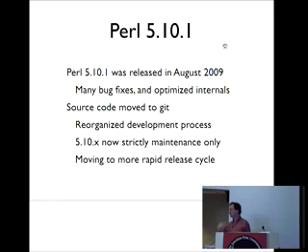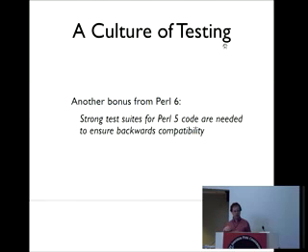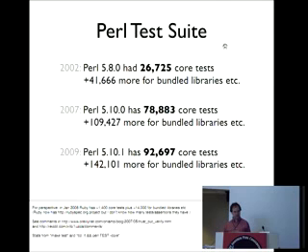5.10 was released in 2007. 5.10.1 came out with a lot of bug fixes pretty soon after. We're now at the point where these even-numbered releases that are usable are coming out pretty reliably, and the bug fixes are going through. A lot of that came from Perl 6 and having to build a language from scratch and design all the tests from scratch. A lot of that testing got pushed back into 5.